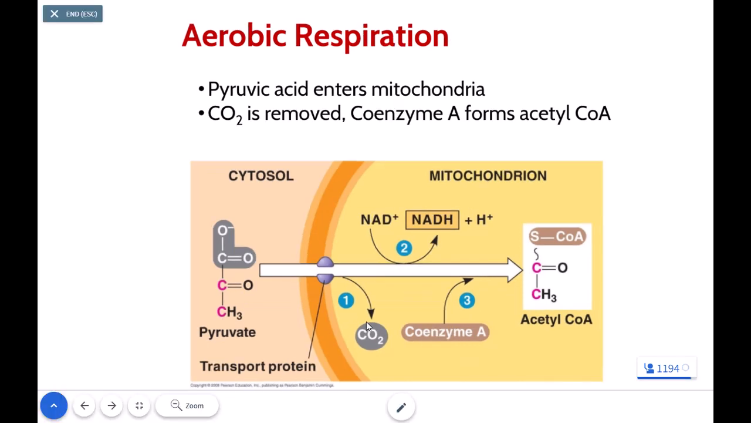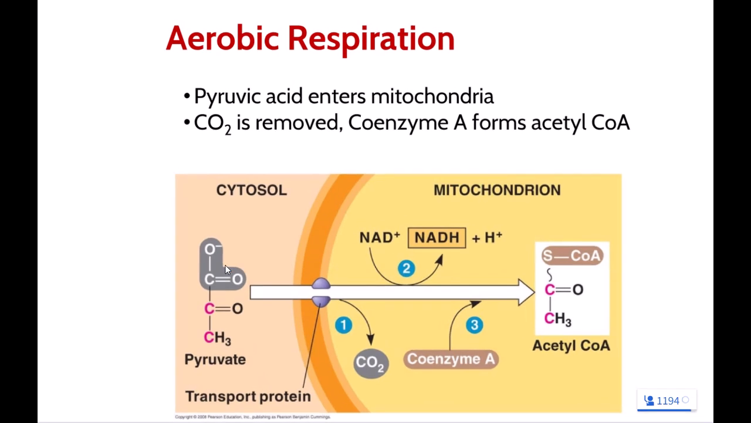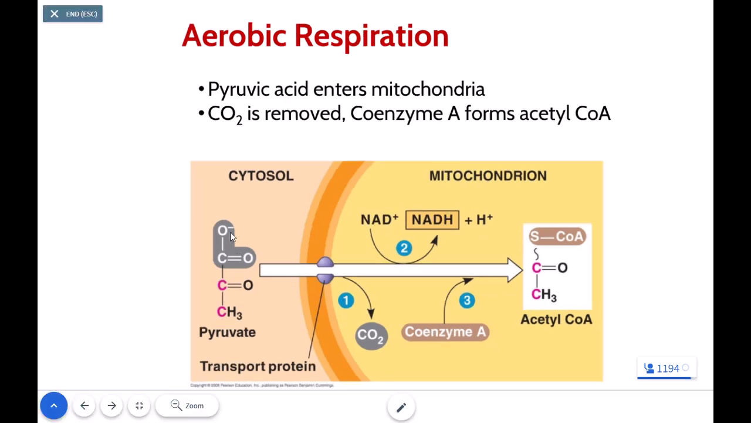Pyruvic acid, or pyruvate, has 1, 2, 3 carbons in it. And the process of taking this 3-carbon acid and sending it into the mitochondria causes us to lose our first carbon dioxide. So we've gone from 3 carbons to 2 carbons. We have 2 red carbons at the beginning, and we'll have 2 red carbons at the end.